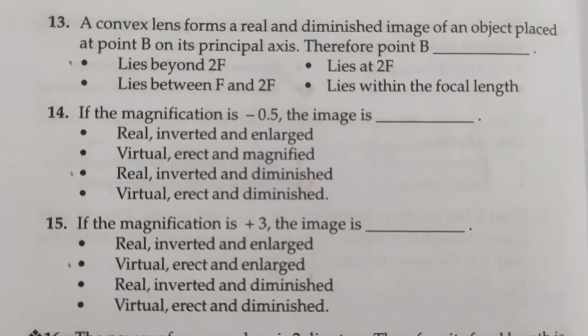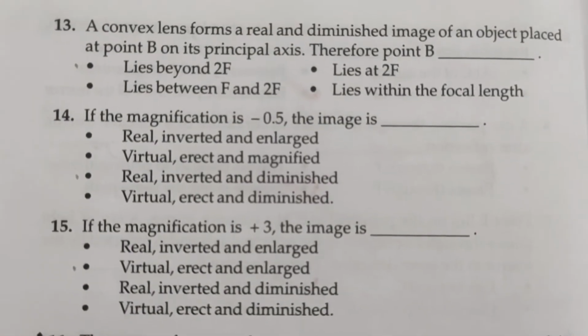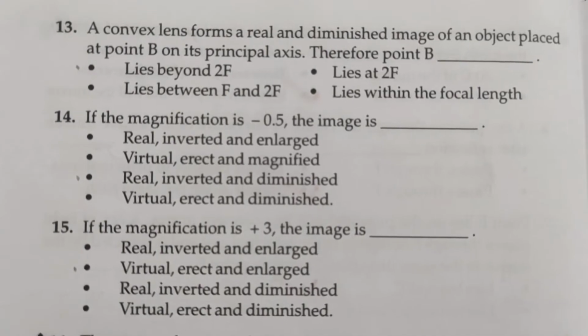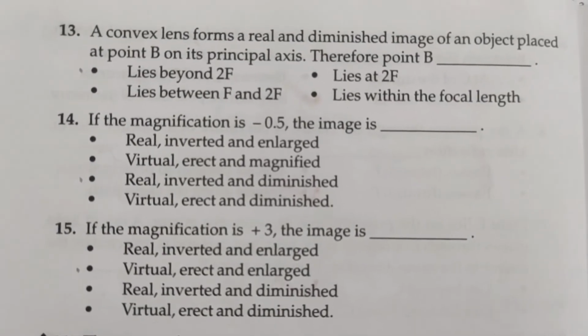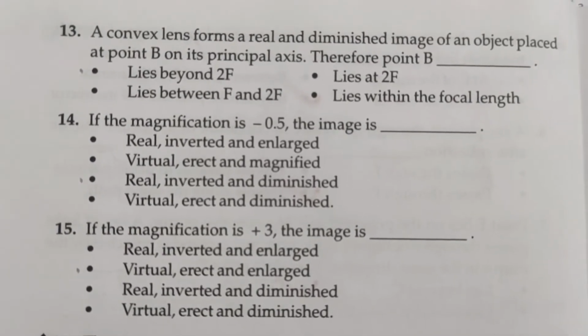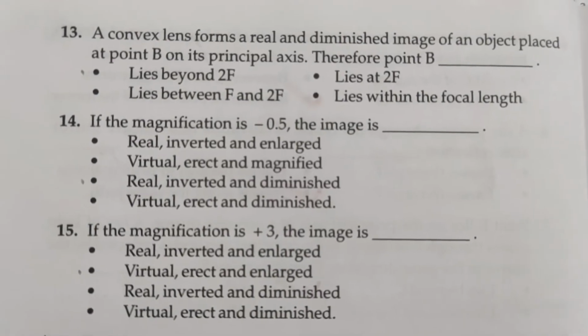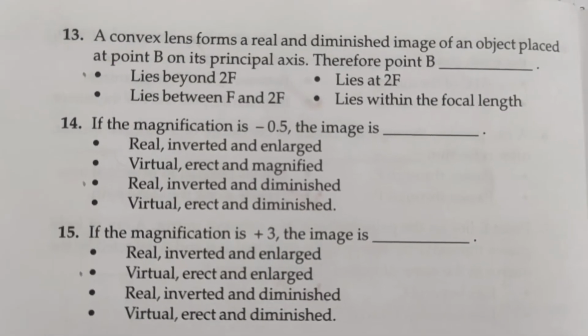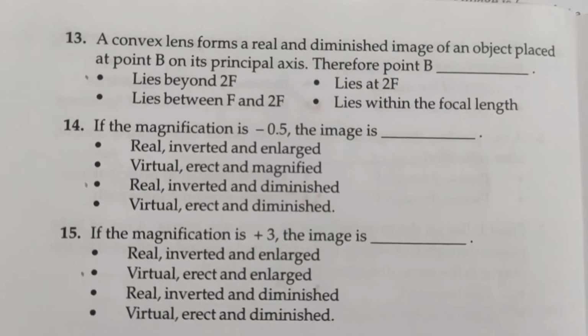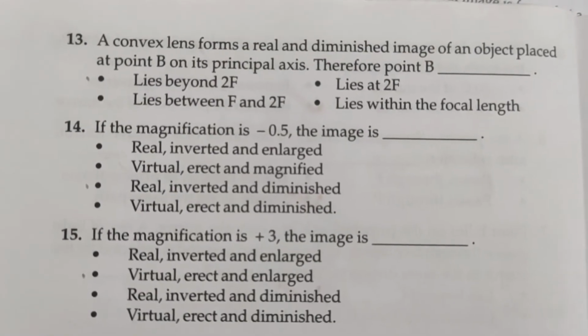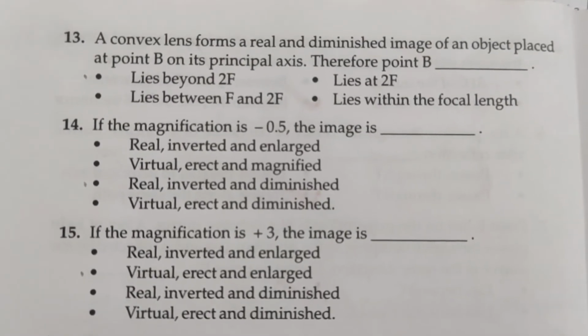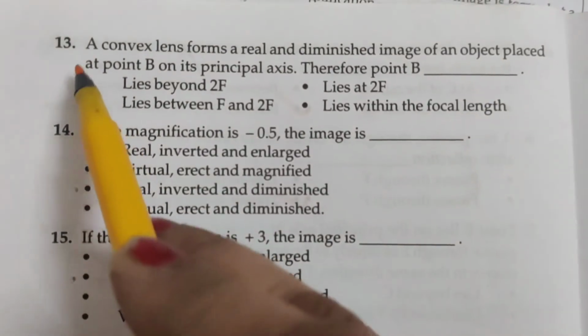A convex lens forms a real and diminished image of an object placed at a point B on its principal axis. Therefore, point B dash lies beyond 2F, lies at 2F, lies between F and 2F, lies within the focal length, and the correct option is lies beyond 2F.